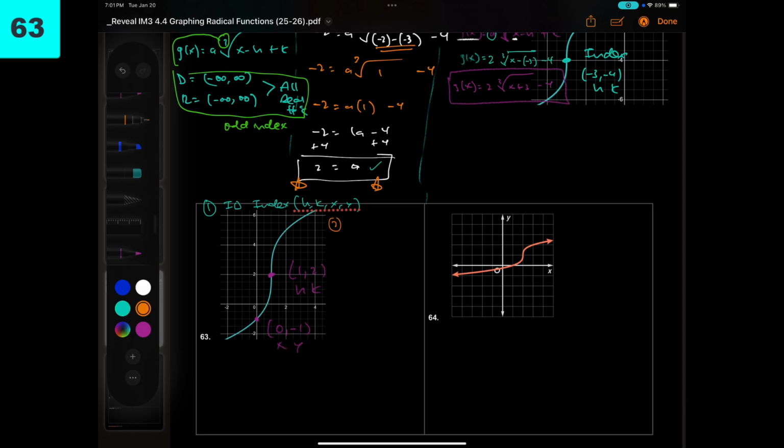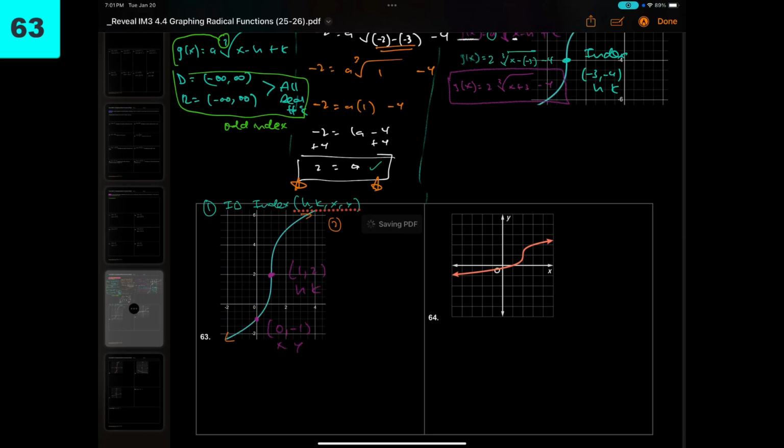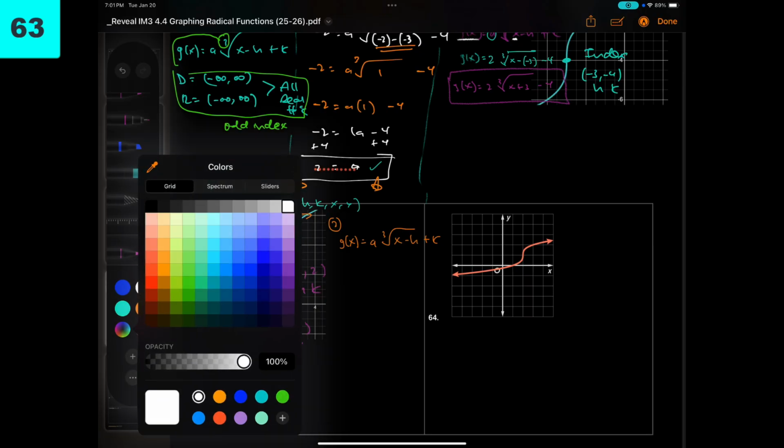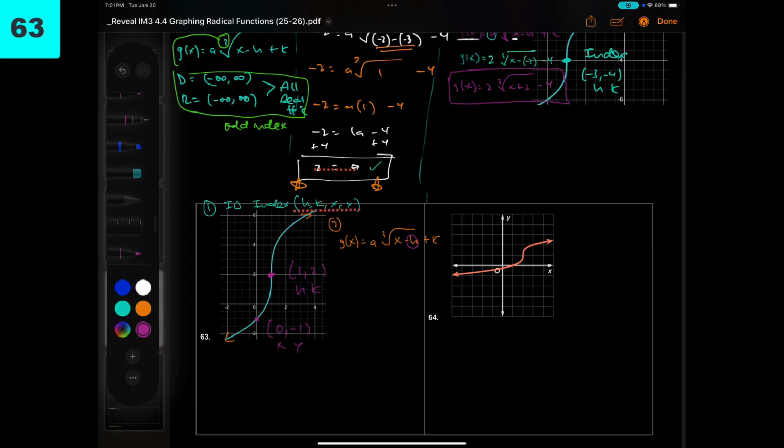Okay, second, we're going to solve for a. And again, I know it's a cube root because you have these arrows going in opposite directions. It's an odd index. Okay, so let's write down our formula. Okay, let's do our substitution. So h, k is 1, 2, y is -1, and then your x value is 0.